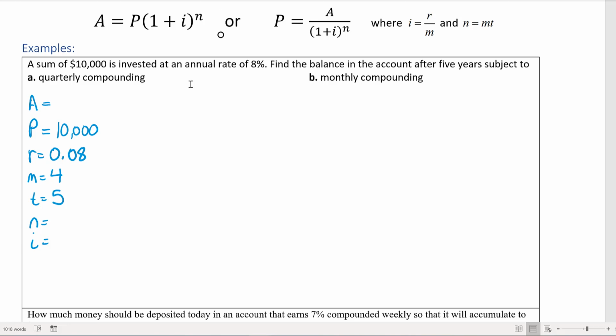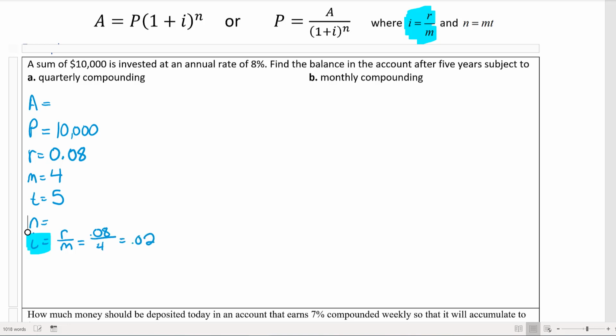Now, I don't have A, N, or I. Now, remember N and I have formulas that go with them, right? So I is equal to R over M. So when I'm trying to do that problem, I'm going to use R divided by M. I know R is 0.08, divided by M, which is 4, and that gets me 0.02. So that helps me out quite a bit when I'm trying to plug it in the formula. N is equal to MT, so when I try to find N, I'm going to take my values for M and T and multiply them. M is 4 times a year times 5 years, so that's going to be 20 total compounds.